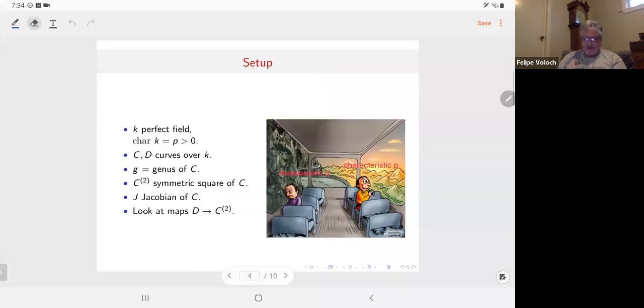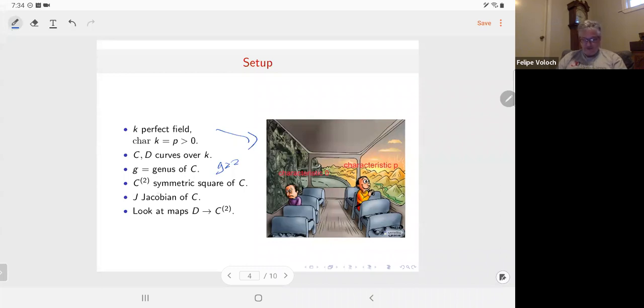Here's the setup. So I have a perfect field of positive characteristic, and the reason is why I'm working in positive characteristic. So I'm going to have two curves C and D over this field K. G is going to be the genus of C, and pretty soon the genus is going to be bigger. Well, at least we need the genus at least 2, because I want to talk about the Jacobian, and I want to embed the curve in the Jacobian, but I'm going to need genus at least 5, I think. It's going to be the bound that I'm going to need for the terms to have content.